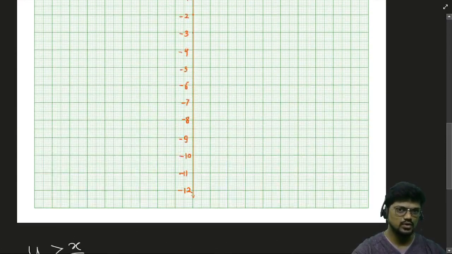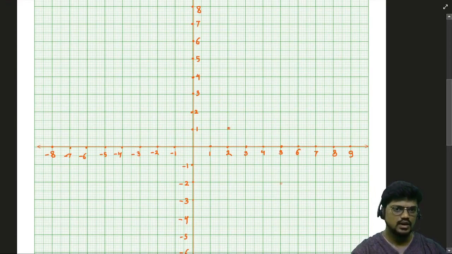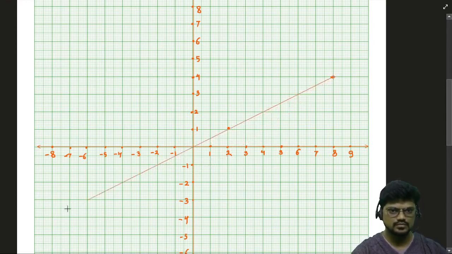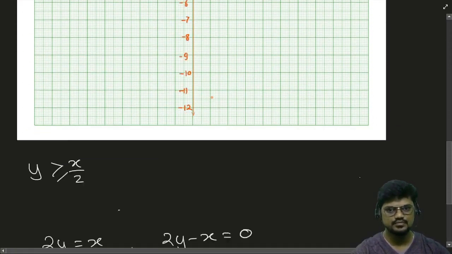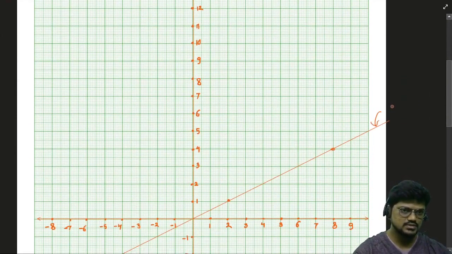Plot this on the graph. 2 comma 1 is over here and 8 comma 4 is over here. Draw this line. Done. This is which line? 2y equals x. This line is 2y equals x.